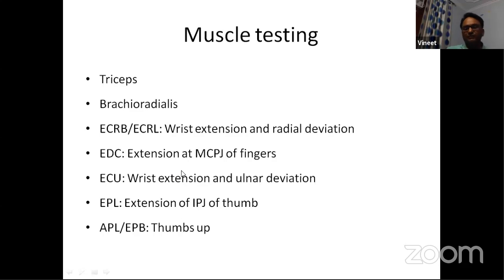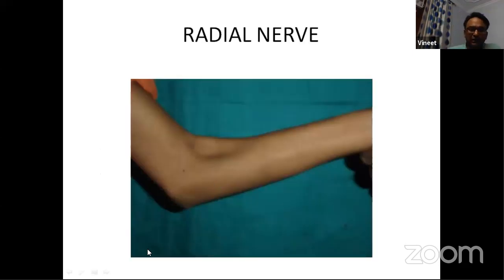APL and EPB is the thumbs up sign, as Dr. Jindal has beautifully explained. With the palm down, we ask the patient to extend the thumb and see for the function of these muscles. Brachioradialis being important, Dr. Dhal has explained the importance. It tells us whether it is a high or low radial nerve paralysis. Also, the most common site being in the arm.